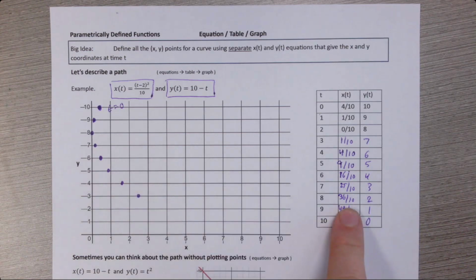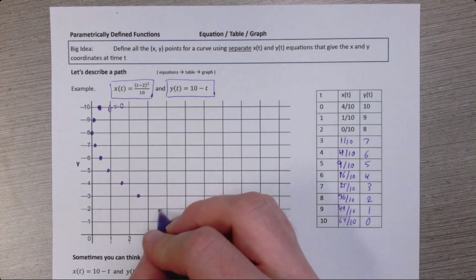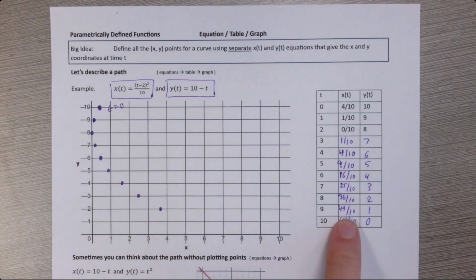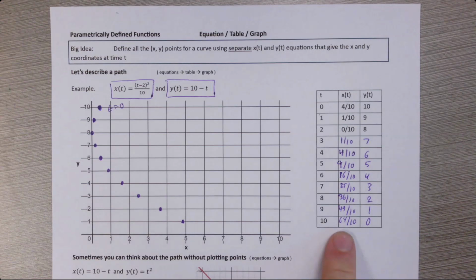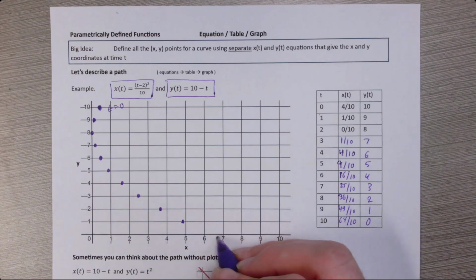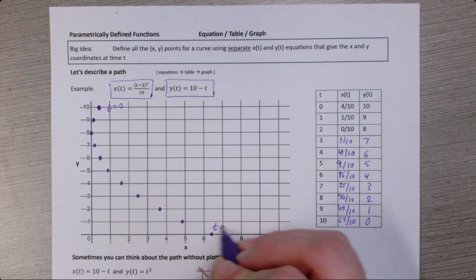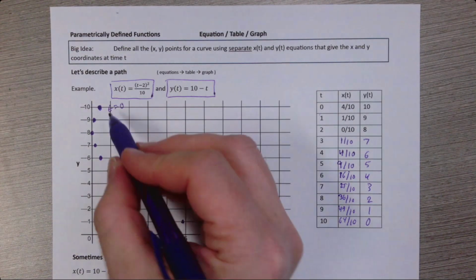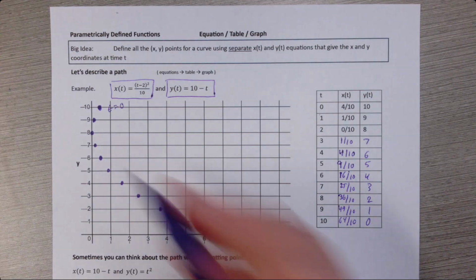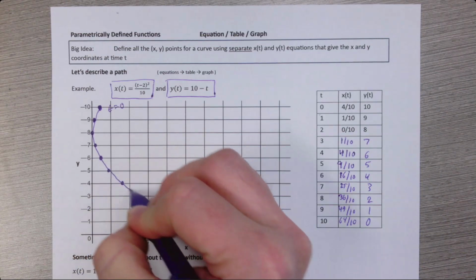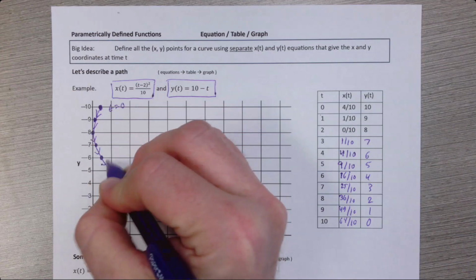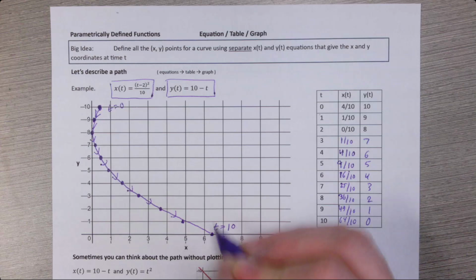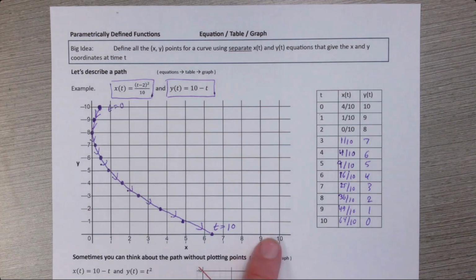Here I've got an x-coordinate of 3.6 and a y-coordinate of 2. X-coordinate of almost 5, 4.9, and a y-coordinate of 1. And finally, an x-coordinate of 6.4 and a y-coordinate of 0. And that's time equals 10. Okay, so if I'm starting at time 0 and I'm proceeding this direction, what you usually do to show the path is you connect all the points with a line, but then you also add little arrows that show the direction of motion as time increases. So this would be a perfectly great graph of this pair of parametric functions.